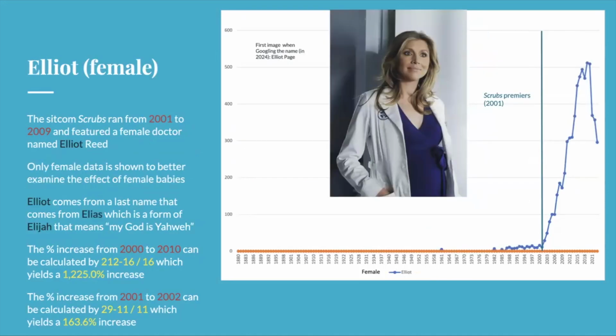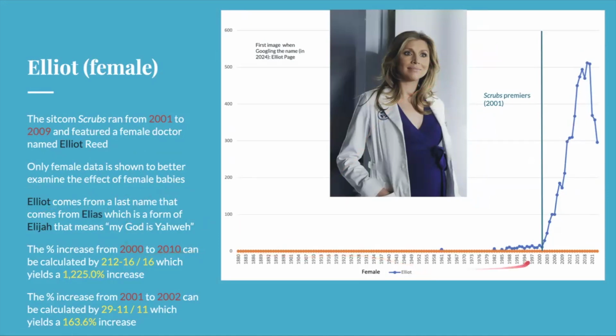So over this past summer, I rewatched the show Scrubs, and I got curious if the character of Elliot Reed, who's a woman, had any impact on female babies named Elliot. So this graph is only showing the female results for Elliot. I got rid of the male results. Elliot comes from a last name that comes from Elias, which is a form of Elijah. That means my God is Yahweh.